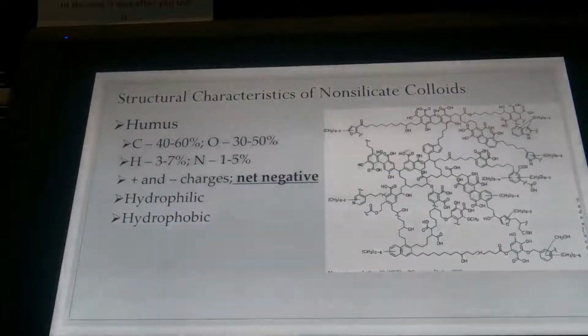And then finally we have our humic substances. There are positive and negative charges in this organic structure.